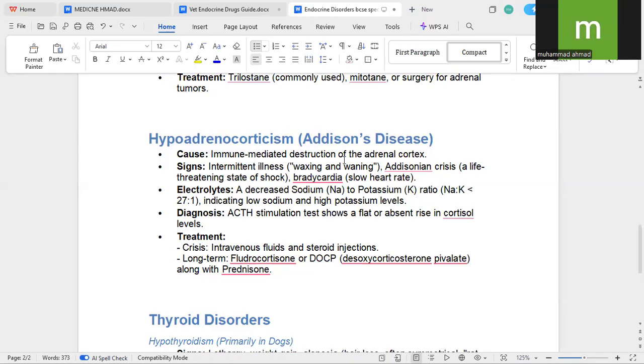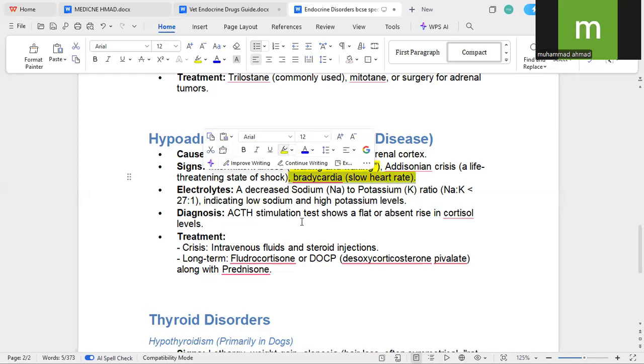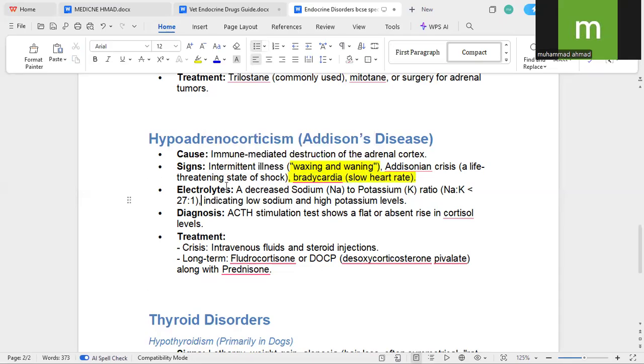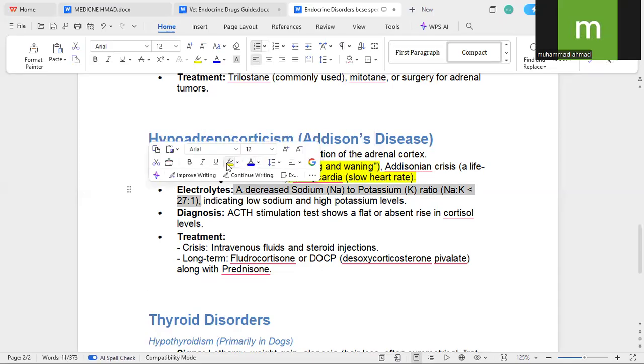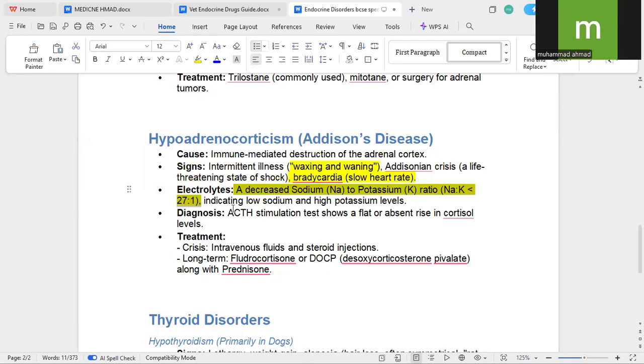So immune-mediated destruction of the adrenal cortex. So the adrenal cortex will not produce cortisol and aldosterone. So basically the illness, bradycardia. This is important. Waxing and waning. It will come and go. Bradycardia is due to hyperkalemia because the kidney is unable to excrete the potassium. This ratio is important. A decreased sodium to potassium ratio, indicating low sodium and high potassium levels.